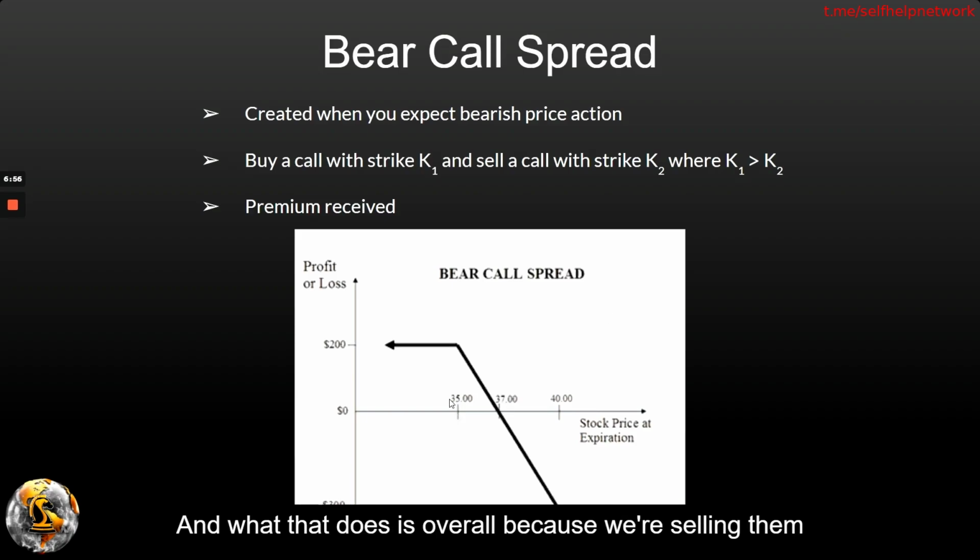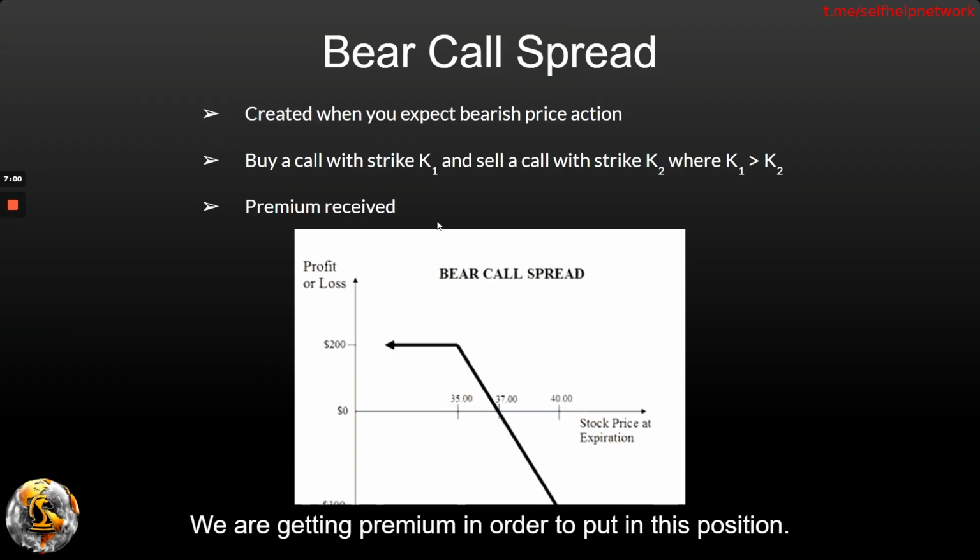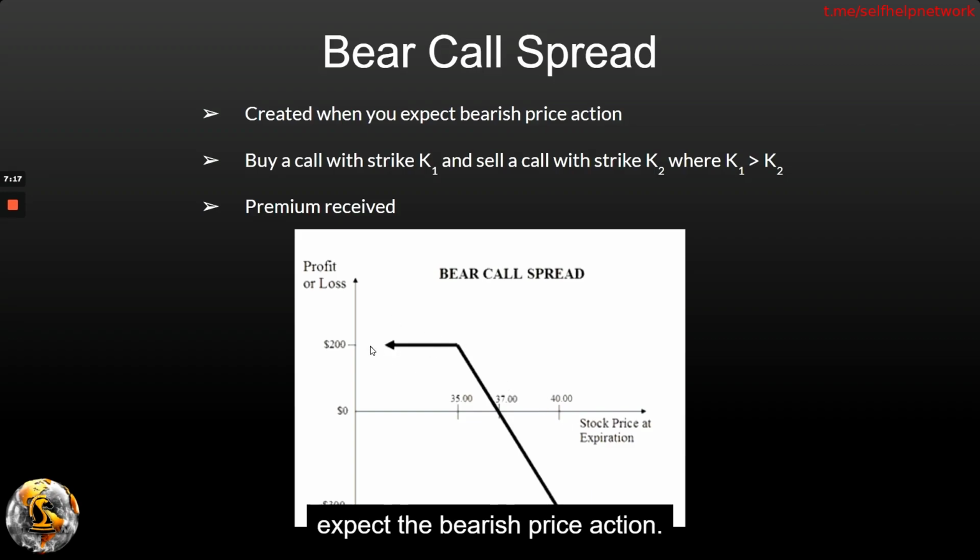And what that does is overall, because we are selling the more expensive thing and buying the less expensive thing, we are getting premium in order to put in this position. Alright, so initially, if the stock price on expiration is below 35, then both these calls expire worthless and we pocket the entire premium that we were paid. Alright, because we're expecting bearish price action, so we want these calls to expire worthless.